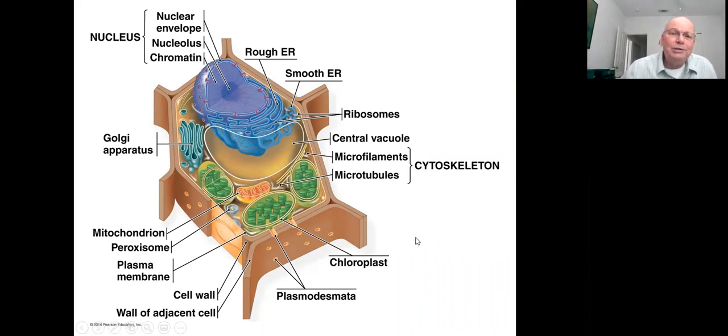What are unique to plant cells? Well, obviously the chloroplast, the cell wall, the little connections between plant cells called plasmodesmata that penetrate through the cell wall so plant cells can talk to each other. Those are all features that are uniquely plant cell, and of course the central vacuole.